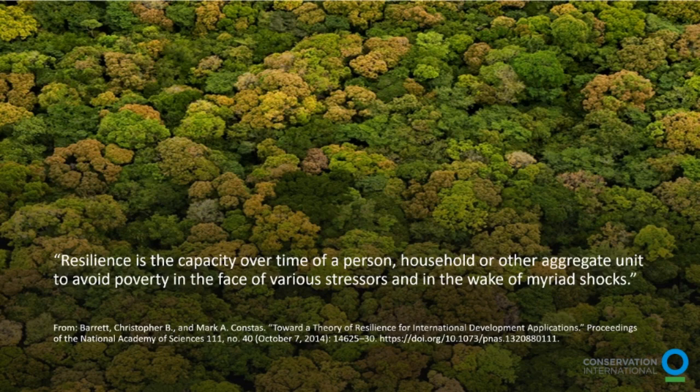The third definition I just want to share draws again on some of the development literature. Resilience is the capacity over time of a person, household, or other aggregate unit to avoid poverty in the face of various stressors and in the wake of myriad shocks. So we've seen a number of commonalities through these definitions. Of course, needing to understand the magnitude and exposure to stressors and shocks, the capability of the systems to self-organize, and then there is this aspect of recovery that we've seen in these definitions as well.